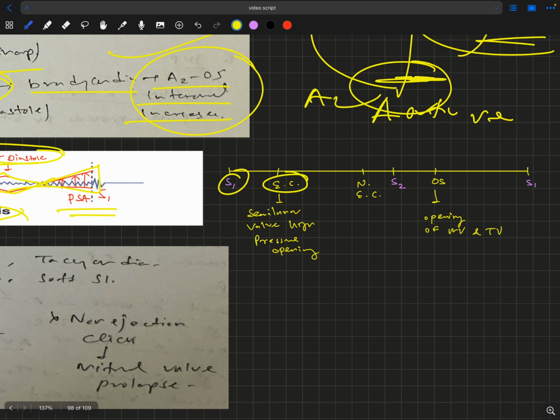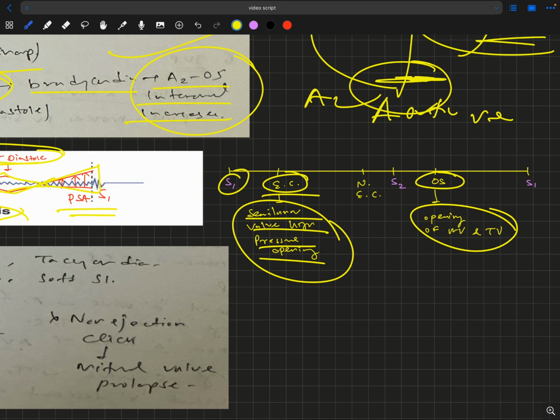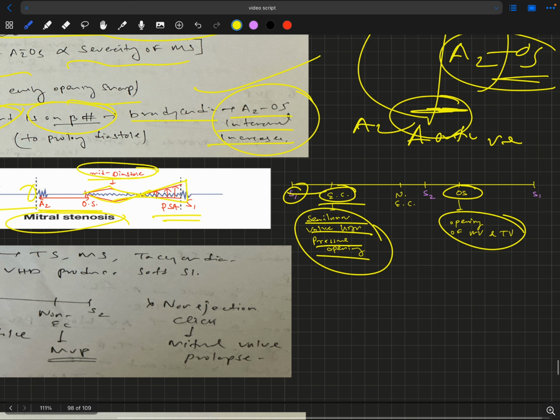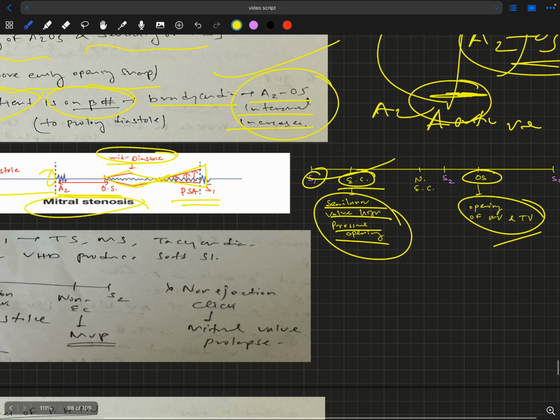This is the ejection click. Ejection click is due to semilunar valve high pressure opening. Opening snap is due to opening of mitral and tricuspid valve. Ejection click is due to opening of aortic and pulmonary valves. It is in case of systole, and opening snap is due to opening of mitral and tricuspid valve.